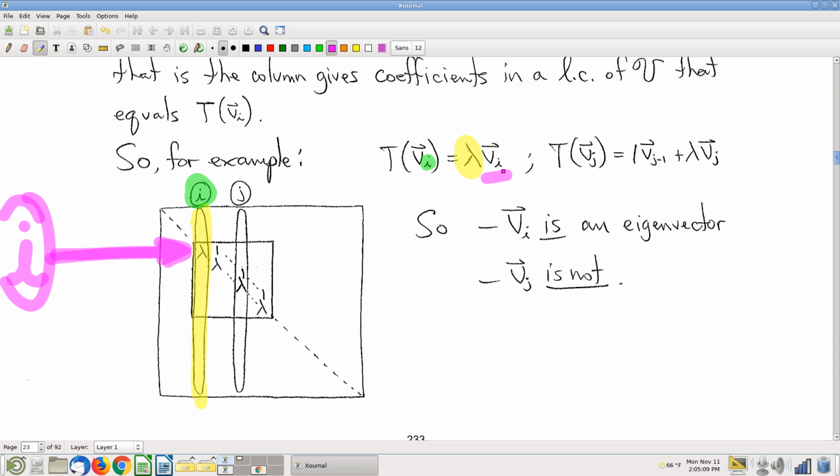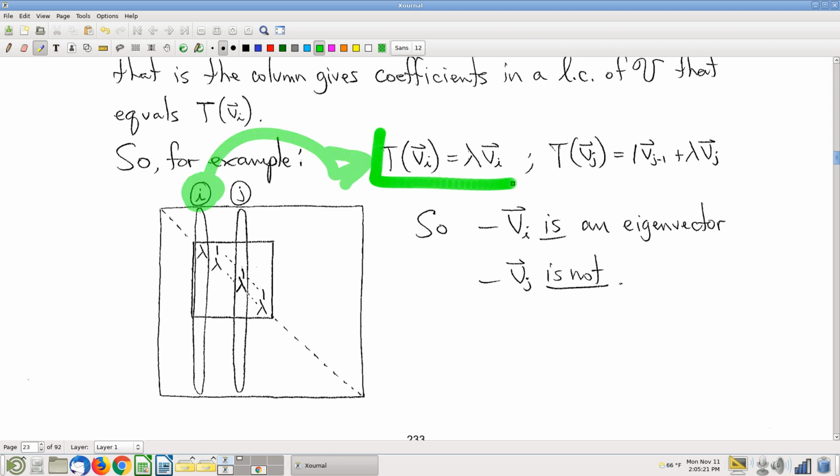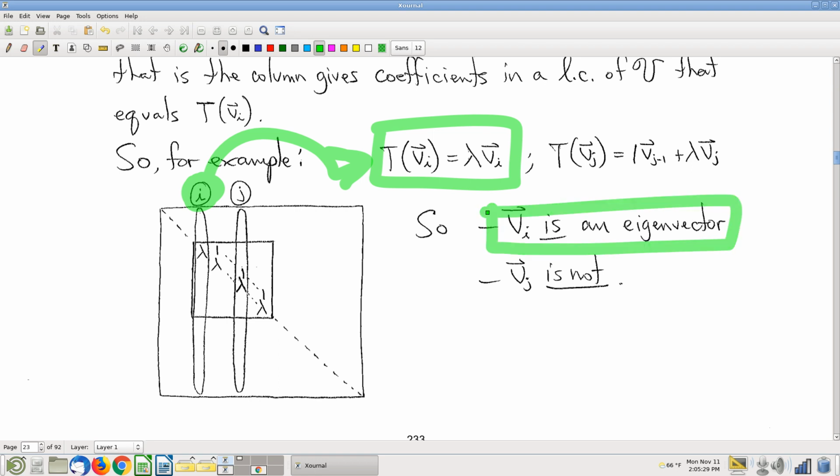And notice what this equation turned into. It's kind of remarkably convenient. This ith column tells you T of vi is equal to lambda vi. In other words, T of vi is a multiple of vi. In other words, vi is an eigenvector. You can see it right there in the Jordan form itself. Neato. What about the others?